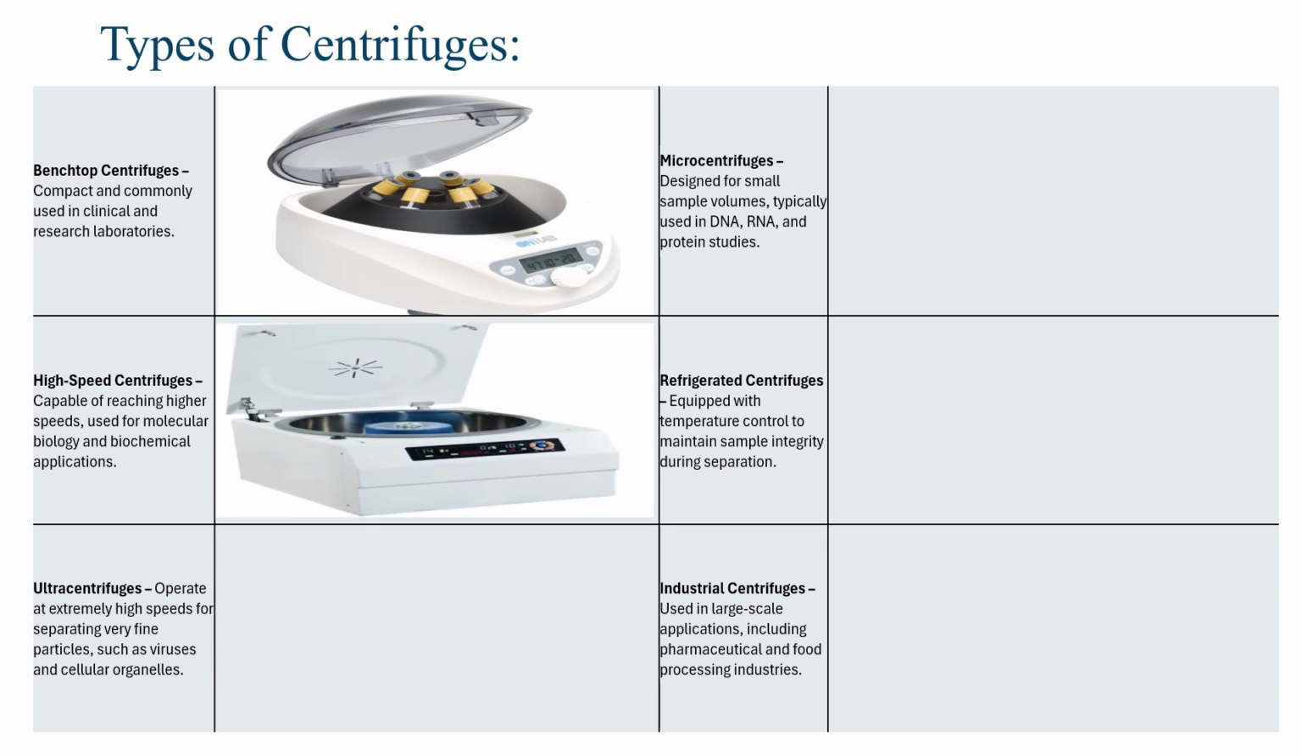Next one is the high speed centrifuge. It can reach higher rotational speeds, which makes it ideal for molecular biology and biochemical applications. They enable the efficient separation of cellular components like nucleic acids and proteins. It generates greater centrifugal force for precise sample processing, right?